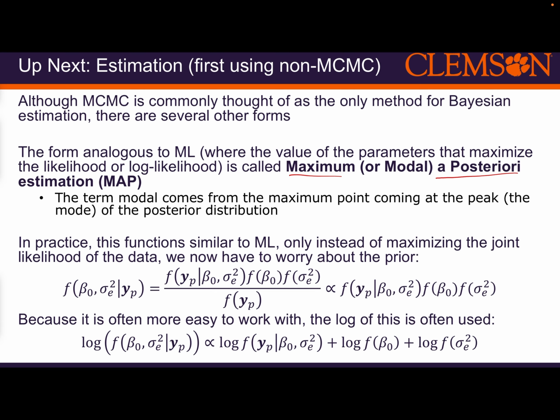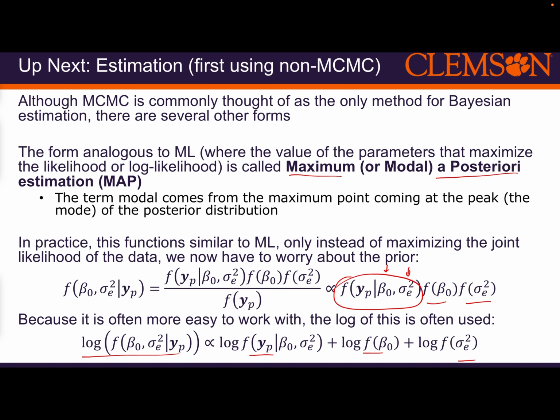Now, in practice, this function is very similar to maximum likelihood, only instead of maximizing the joint likelihood of the data by itself, we just multiply that likelihood. That's our likelihood of the data. That's the same one we maximized in maximum likelihood. But now for every value of sigma squared and beta 0, we have to multiply it by their respective prior distribution heights, the likelihoods for each. And of course, we could use a log to make this work a little bit easier with the numbers. So if I just take the log of that thing, we can pass the log through, and now it's the sum of the log of each of the heights.